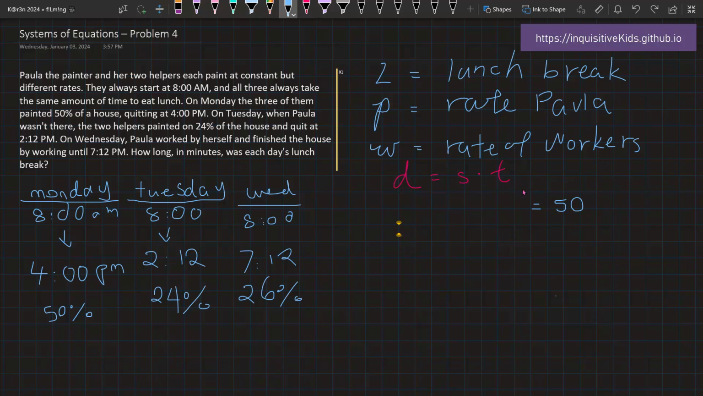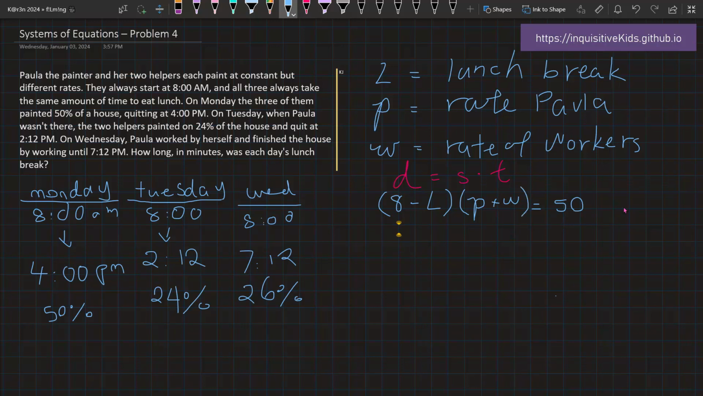And now what was the time? How long in total did they work for? Well, they worked from 8 a.m. to 4 p.m. That would be 8 hours. And then subtracting the lunch break where they did not work, that would be 8 minus L for the time, multiplied by their efficiency, which would be all 3 of them. Remember, on Monday, all 3 of them were working together. So that would be the rate of Paula, P, plus both of her workers, W. That would be our first equation.